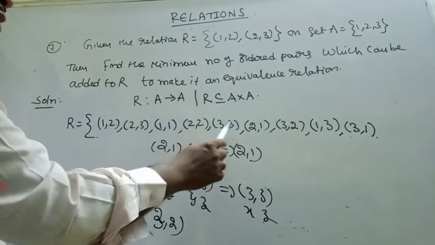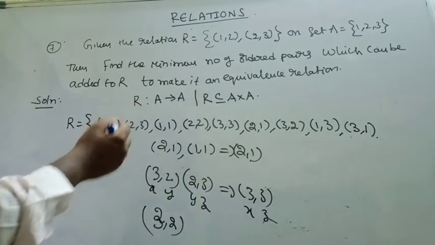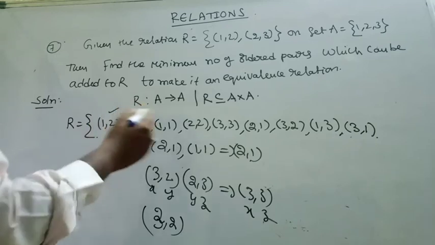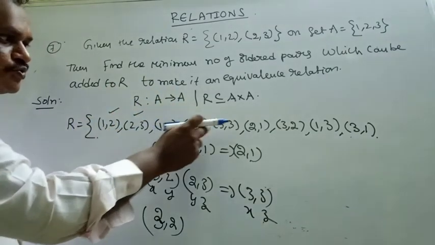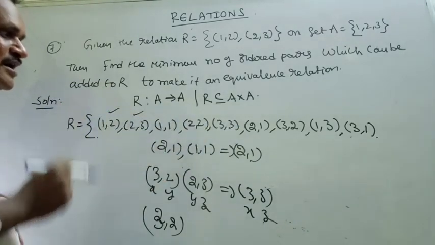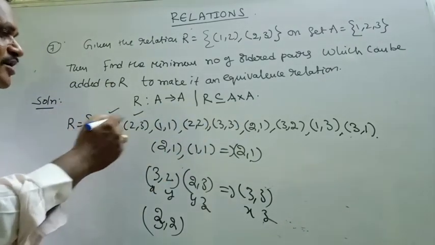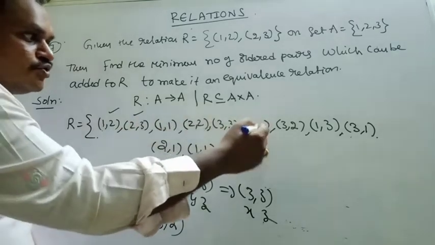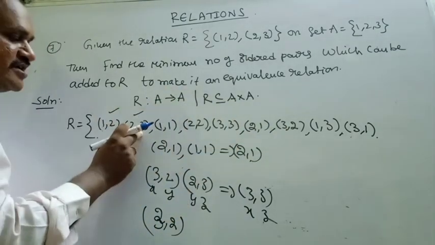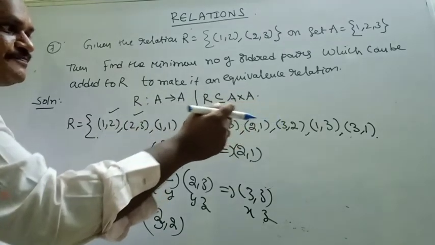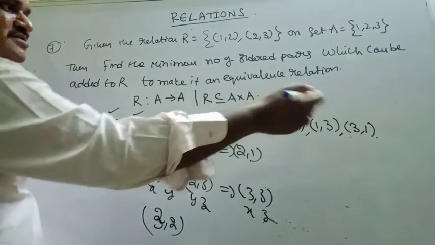(1,3), (3,3), (1,3) is there. Now actually they have given (1,2), (2,3). Now it is reflexive. Why is it reflexive? (1,1), (2,2), (3,3) are there, and it becomes symmetric. Symmetric means you see (1,2) is there, (2,1) is there. If (1,2) is there, (2,1) should be there. That's why it is symmetric. Now (2,3) is there, (3,2) is there, right? It is symmetric. And (1,3) is there, (3,1) is there.